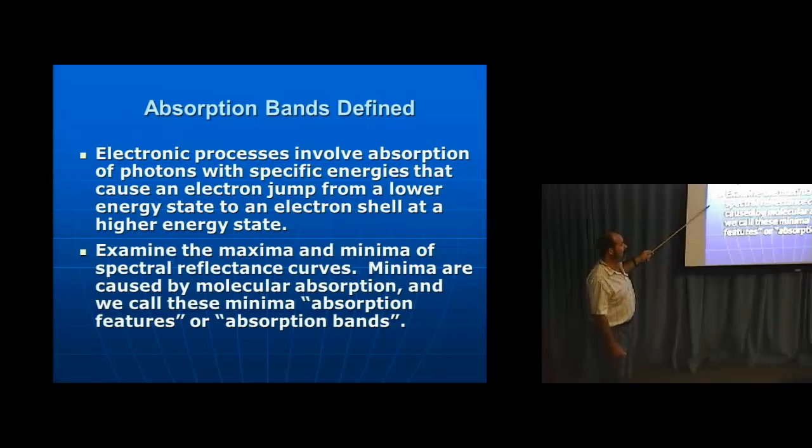In reflectance spectra, we look at and find the minimum and maximum of the curves. The minimum are typically caused by molecular absorption, and we call those features then the low points of the curves. We call them absorption features. I should have told you that yesterday before I started talking about all those features and how to find them. That's the general definition of an absorption feature.